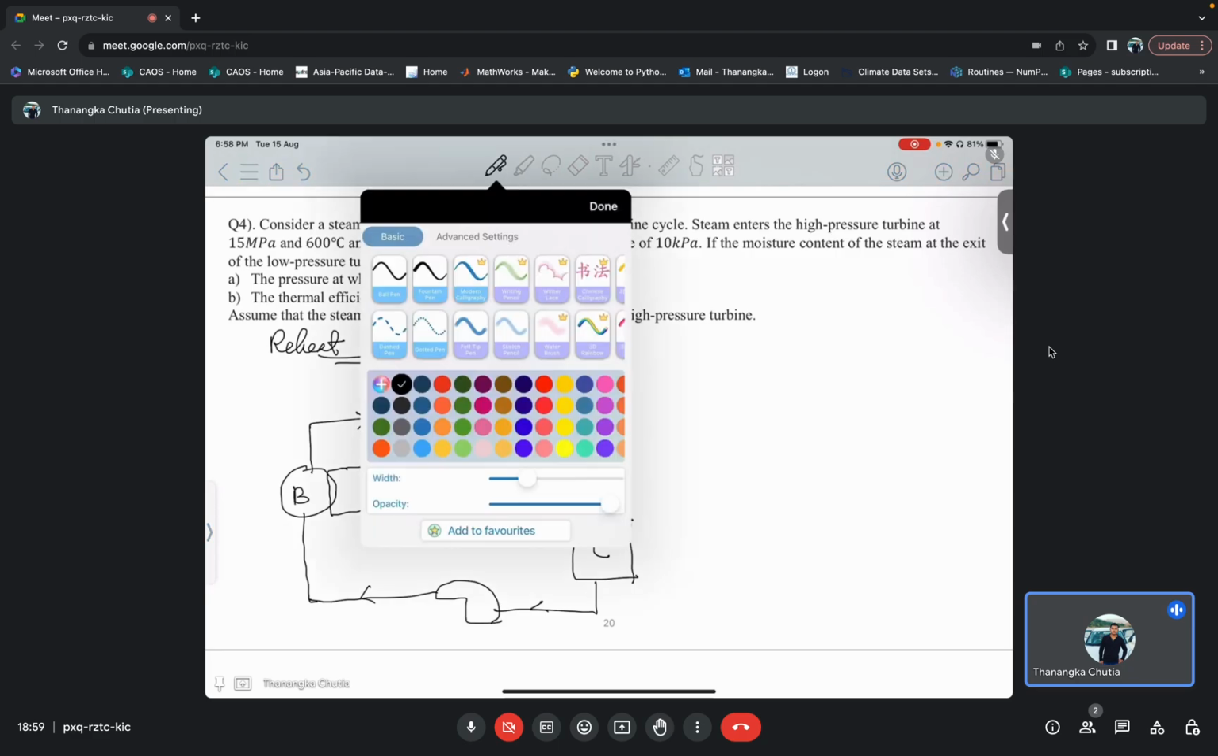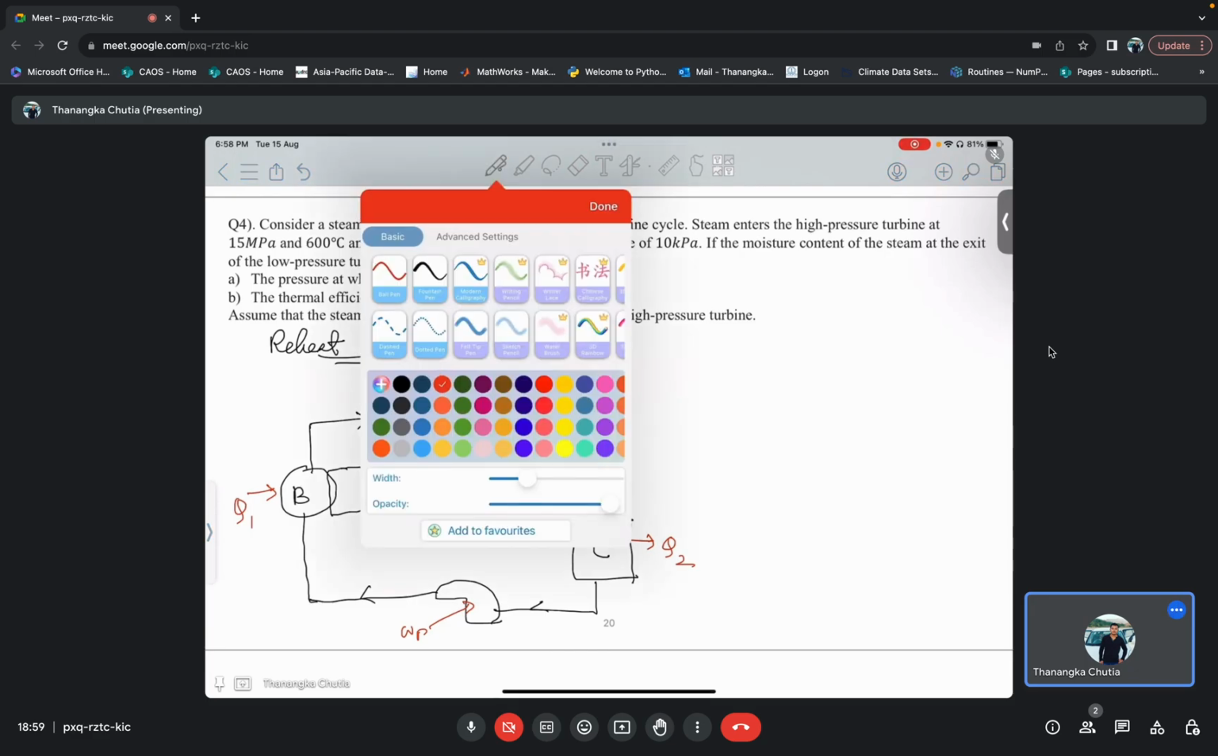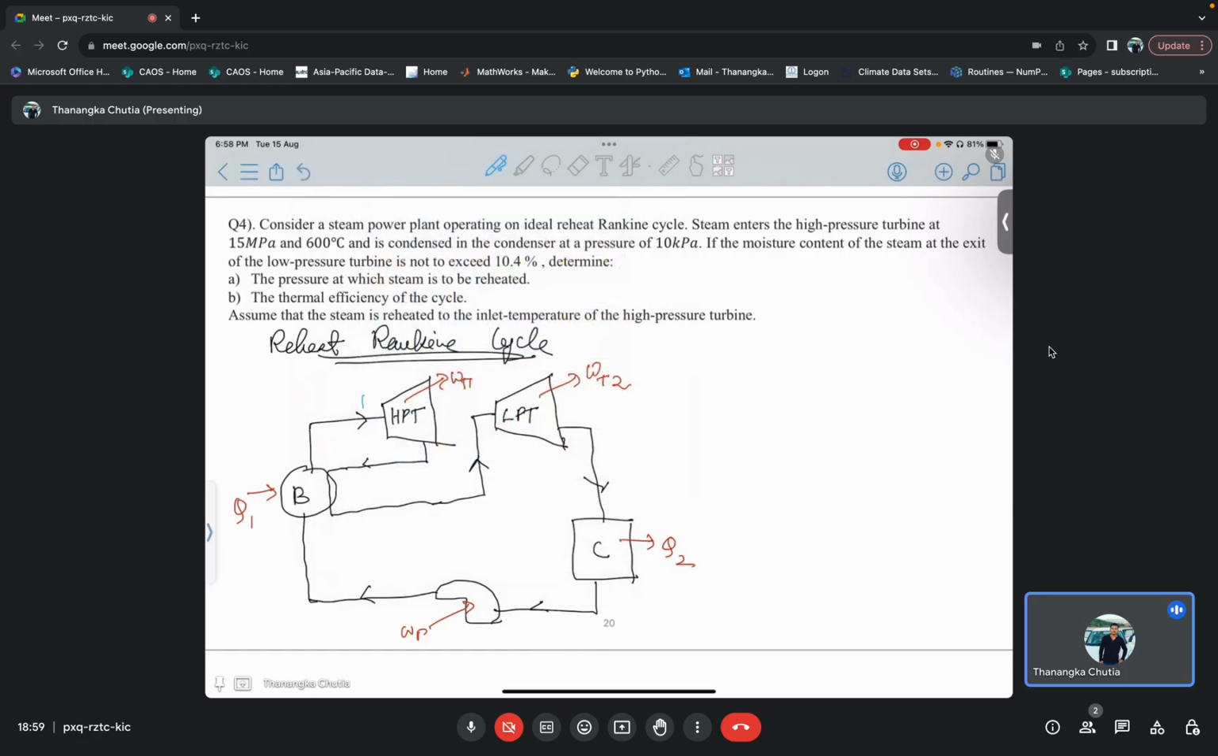So there will be two turbine blocks now. This will be WT1 and this will be WT2. Okay, so this will be my WP, this will be my Q2, and this will be my Q1. Fine. So if I name this point as point 1, this is point 2, this is point 3, and then this is point 4, this is point 5, and this is point 6.